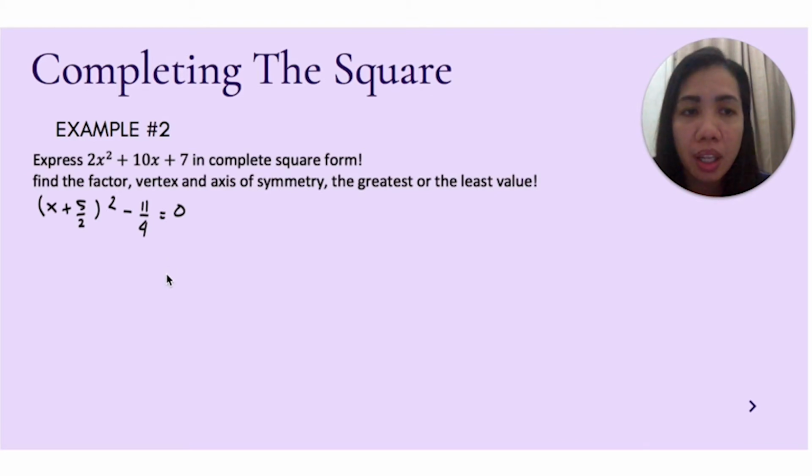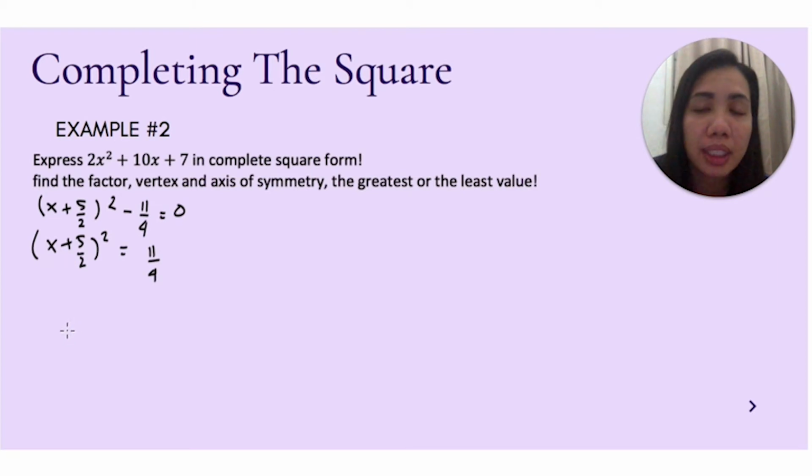Then the next thing, we are asked to find the factors. What is the factor? The factor is x equals to what? So in here, actually, we can move this to the right side. So here x plus 5 on 2 squared equals 11 on 4. The next thing, because we want to find x equals to what, we have to make this square disappear. How to make it? Just by taking the square root of both sides.